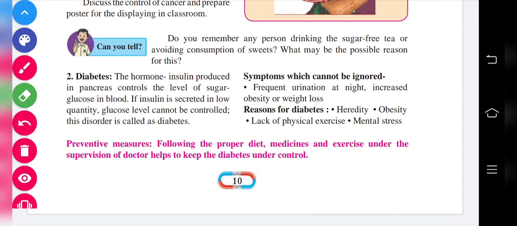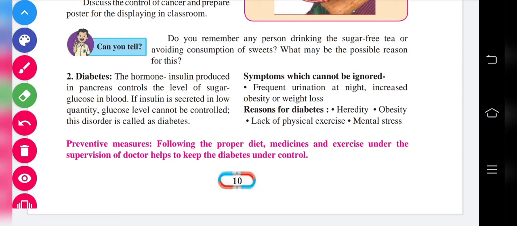What are the symptoms of diabetes? Symptoms you cannot ignore: frequent urination at night, increased obesity or weight loss. Many times, at night and in the daytime also, within half an hour or 45 minutes you go to urinate. That is a very important symptom of a person suffering from diabetes. Weight loss and weight gain are also symptoms of diabetes.